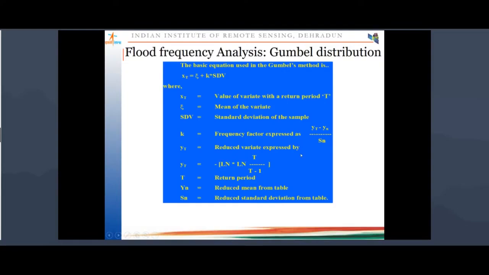Now what is Y bar N? Y bar N is the reduced mean and Sn is the reduced standard deviation, both of which you get from the standard table. Yt depends on the return period, and X bar and the standard deviation depend on their values. You will get the XT. Suppose it is 10 years, this will be X10. Suppose it is 20 years, this will be X20. So you will get different heights of the flood.